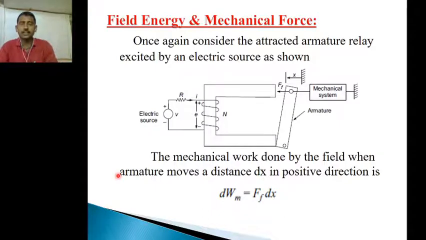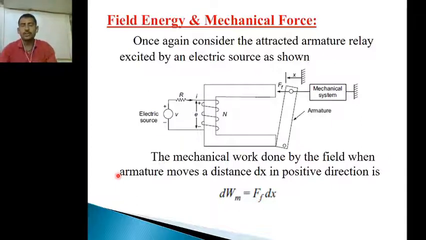Hi students, in our previous discussion, we saw electromechanical energy conversion and electromechanical energy conversion devices, and some formulas regarding the mechanical systems, electrical systems, and magnetic systems, and the field energy and co-energy for a system where the armature is not moving. So in this video, we will see nearly the same operation, but the difference is that here the armature will move through some distance.